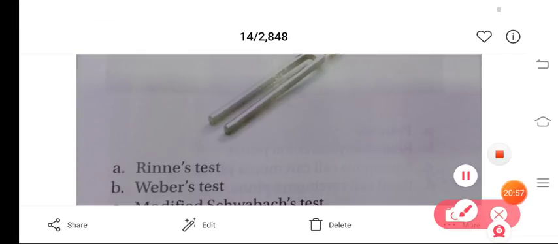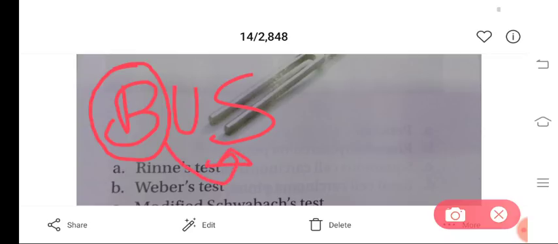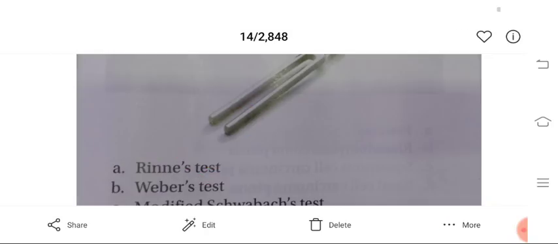I'll tell you a simple mnemonic. Just remember a mnemonic called BUS. In Weber's, if hearing is lateralized to the better ear, it will be sensorineural hearing loss, and if it is lateralized to the worse ear, it will be conductive hearing loss. So CW and BUS: better ear, sensorineural hearing loss; worse ear, conductive hearing loss.